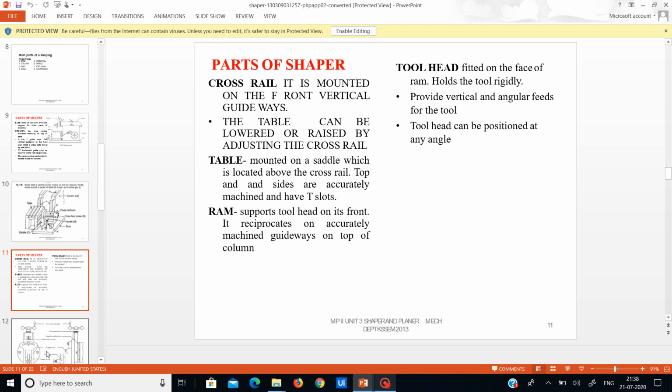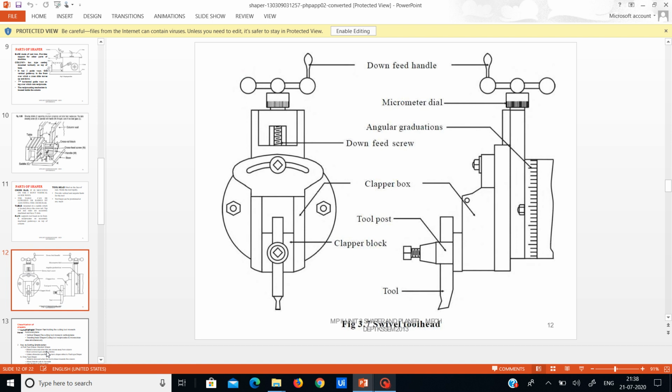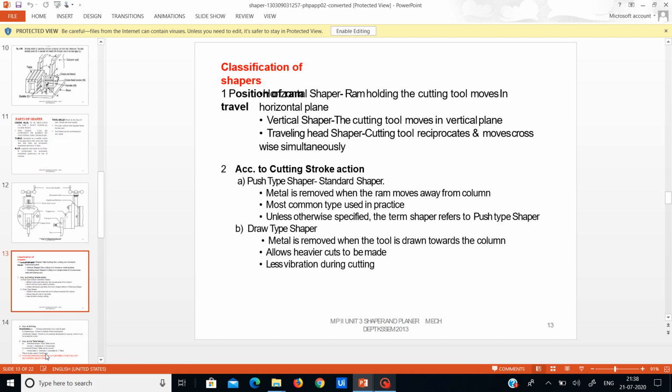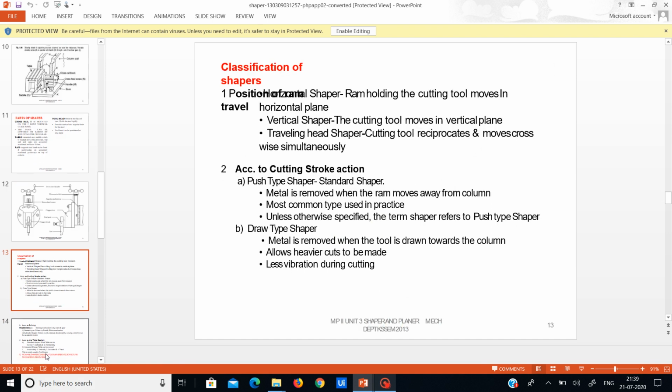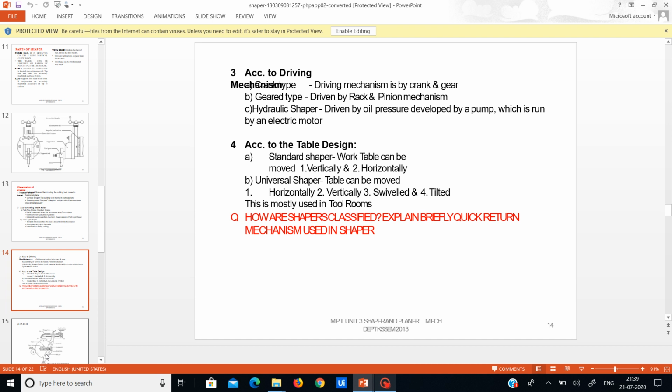I have written it in detail and also explained each and every part. This is the tool head, how the micrometer dial is used, how the tool can be moved in the forward and also backward stroke, and the classification of the shaper: how they are classified according to stroke, according to position, according to driving, and according to the table.